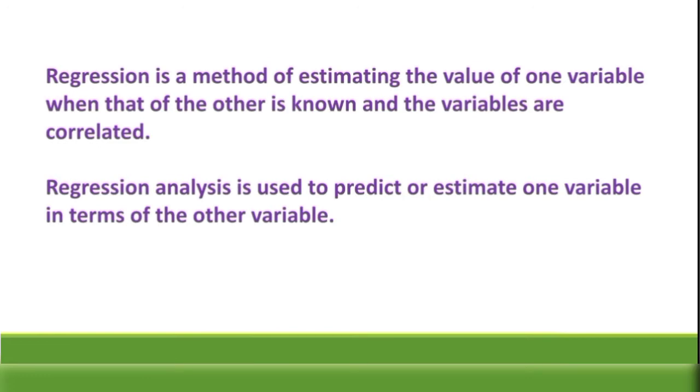What is regression? Regression is a method of estimating the value of one variable when that of the other is known and the variables are correlated. Regression analysis is used to predict or estimate one variable in terms of the other variable. That is, you can estimate y in terms of x or x in terms of y.